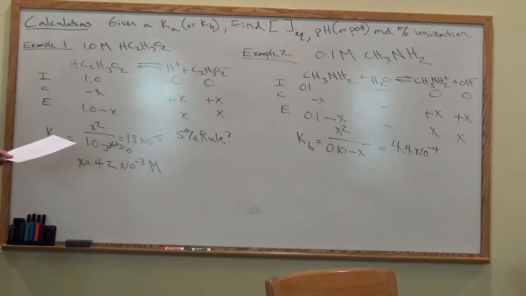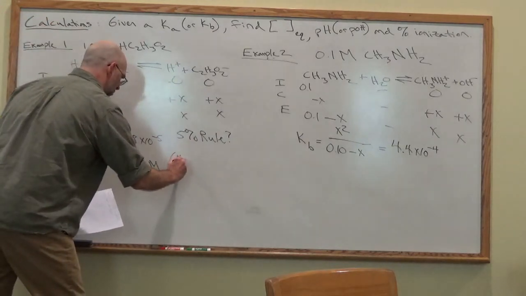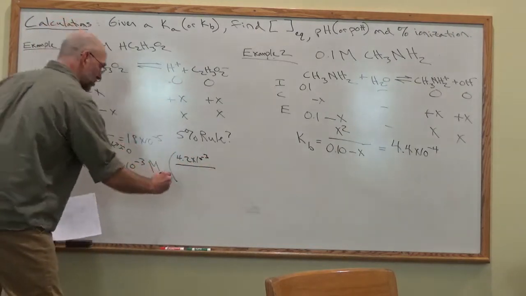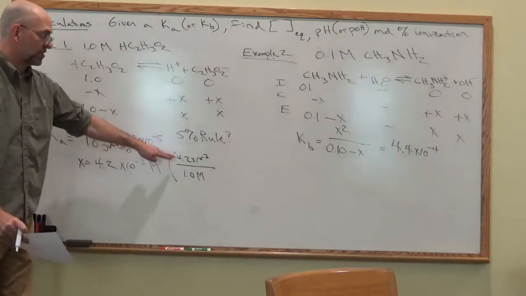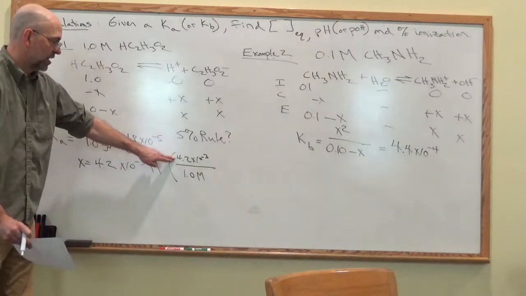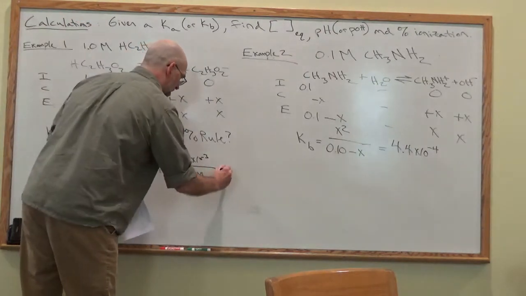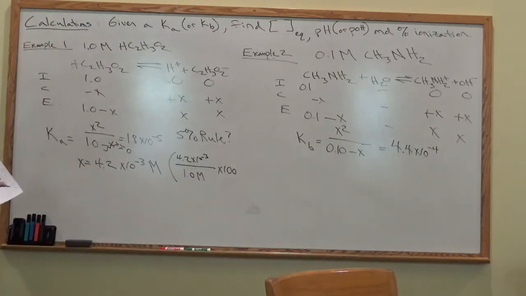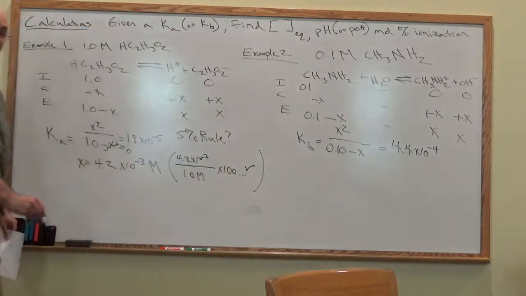Okay, well, how do we check the 5% rule? Well, remember how we do that? We take 4.2 times 10 to the minus third over the original concentration. By the way, that's the same as percent ionization. It's the amount of H plus that's produced divided by the original concentration times 100. And I'll let you do that. Check, it works. The 5% rule is perfectly fine.